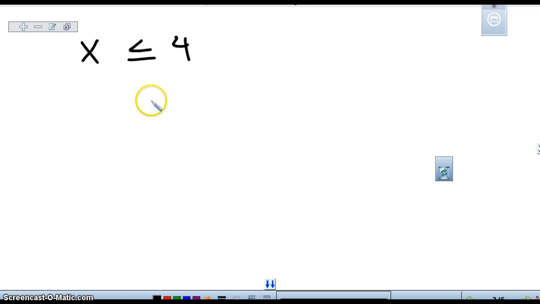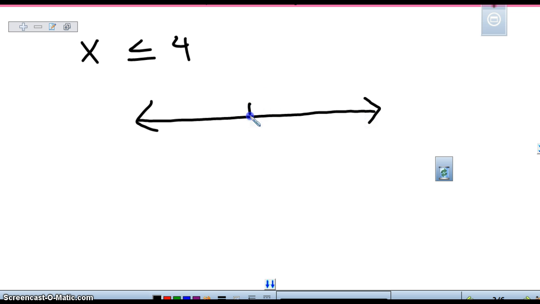If we have to graph x is less than or equal to 4, would we graph with an open or a closed circle? Closed circle because it's less than or equal to. And would the graph be pointing right or left? It would be pointing left.